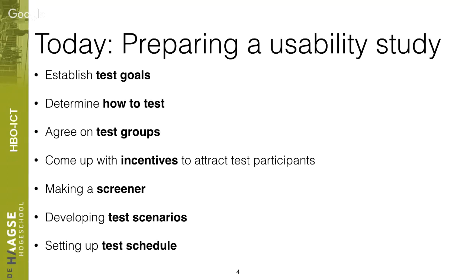Come up with incentives to attract participants. Getting participants to join your experiment is always a challenge. So this is something that you need to work on. Collecting the participants with a screener. So just seeing who fits and who doesn't fit. We will look into this. Developing test scenarios. So test scenarios are like these stories that you are going to give your participants to walk through the experiment, and making a schedule for your experiment. We're going to go through all of this step by step.